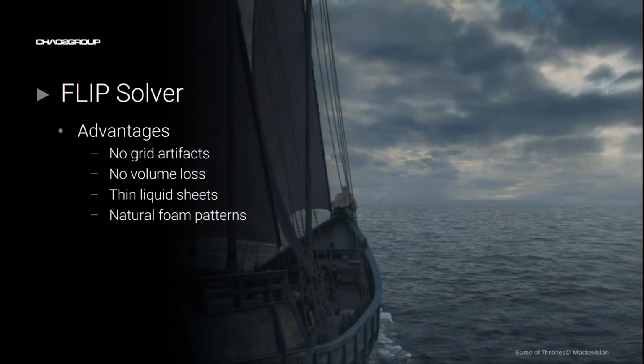So what are the advantages of having the flip solver? First, no grid artifacts are going to be visible or there at all. So we won't lose any of the volume. We are keeping the detail of our simulation. Previously, it was a challenge to create thin liquid sheets. Now it's not anymore, and you are also getting very natural foam patterns, as you saw, out of the box.